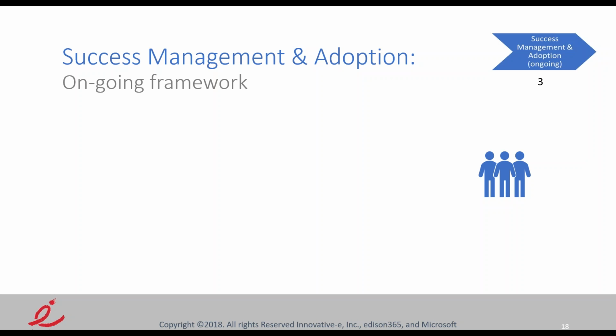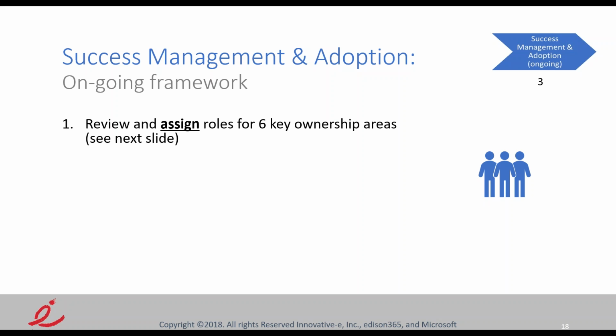So the success management and ongoing adoption framework. This one is a little different. We don't actually have a WBS except to say this is where you're really going to put this component into motion. This is the ongoing caring and feeding of the application to make sure that it's got the right kind of focus and attention to sustain the needs of the organization and evolve.